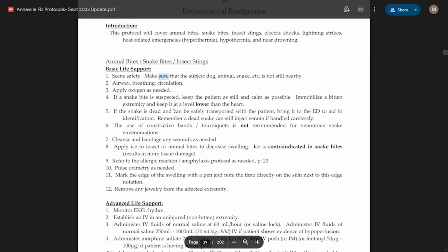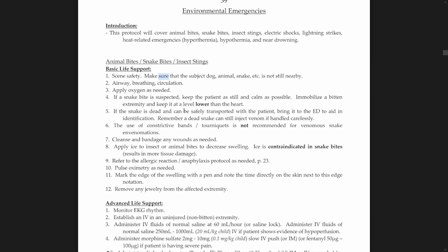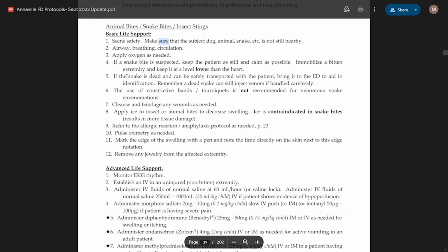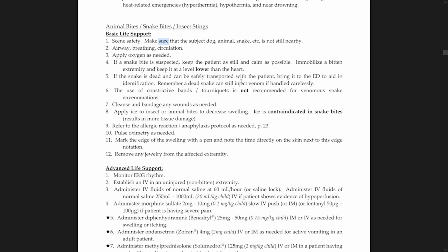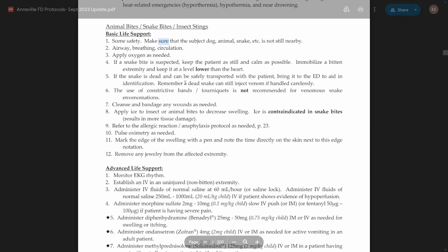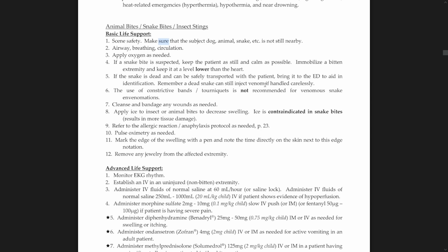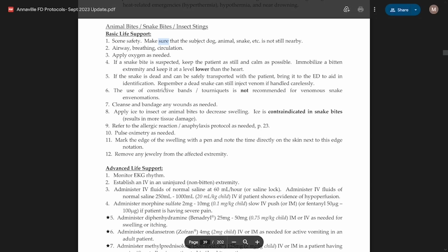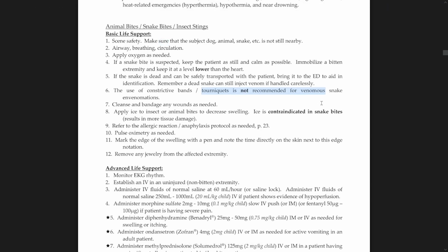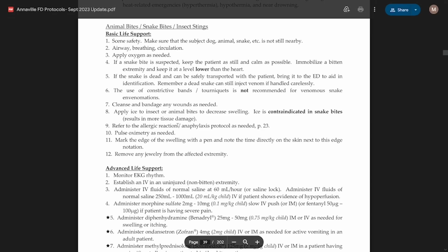If a snake bite is suspected, keep the patient as still and calm as possible. Immobilize a bitten extremity and keep it at a lower level than the heart. If the snake is dead, it can be safely transported with the patient. Bring it to the emergency department to aid in identification. Remember, a dead snake can still inject venom if handled carelessly. The use of constrictive bands or tourniquets is not recommended for venomous snake envenomations. Clean and bandage any wounds as needed. Now, you want to apply ice to insect or animal bites to decrease swelling. Ice is contraindicated in snake bites. It results in more tissue damage.